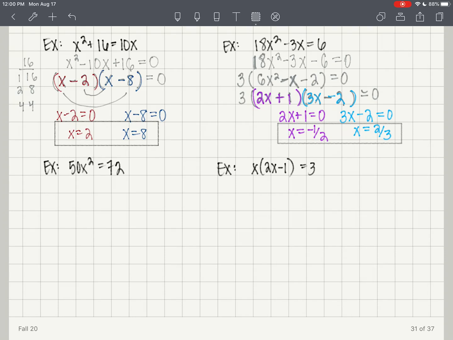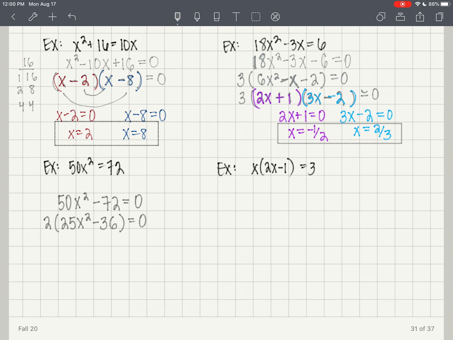So here we have 50x squared equals 72. We're going to solve this also by factoring. So I'm going to follow the directions of step 1, which says set your equation equal to 0. And now I'm going to look for a greatest common factor. I'm going to take out a 2, and I believe that that's probably going to be a greatest common factor.